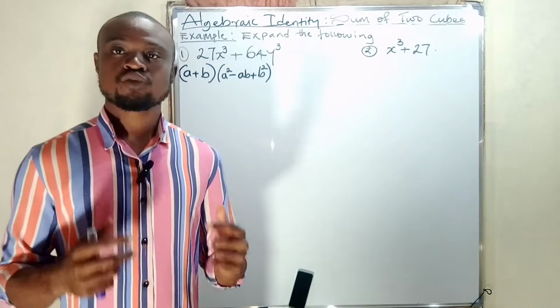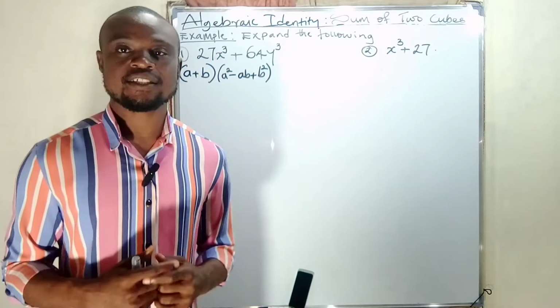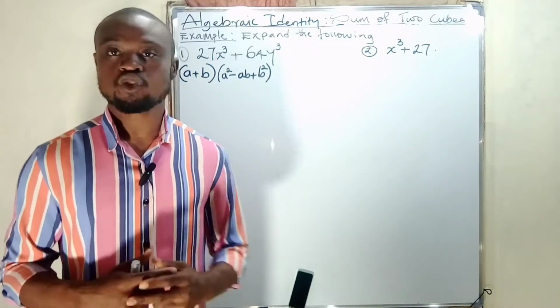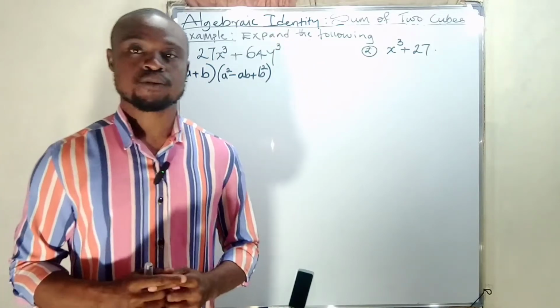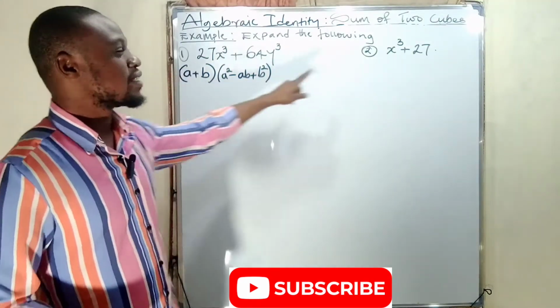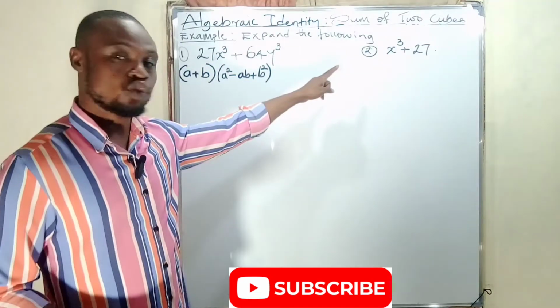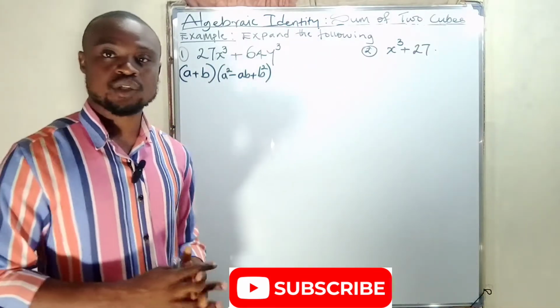So today I'm going to be explaining to you an amazing algebraic identity called the sum of two cubes. Not the sum of two squares, please. The sum of two cubes. With this example on the board, this is example number 1 and example number 2. I'll leave example number 2 for you to try at home if you understand this particular video.